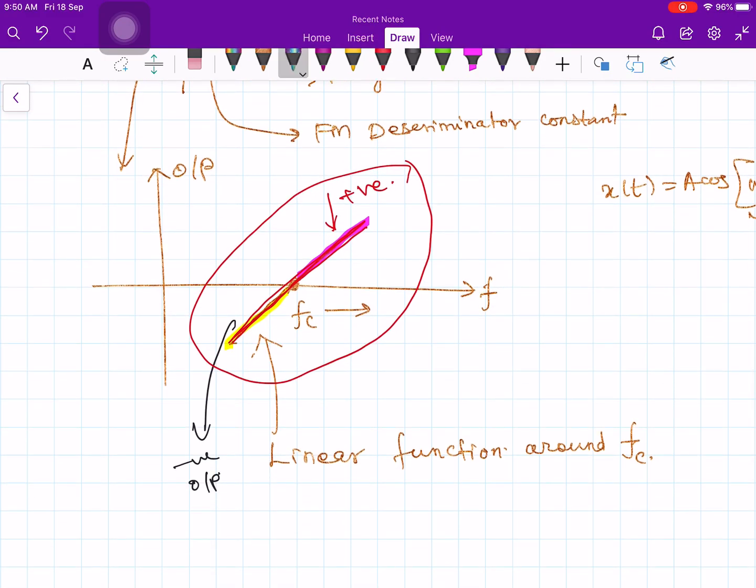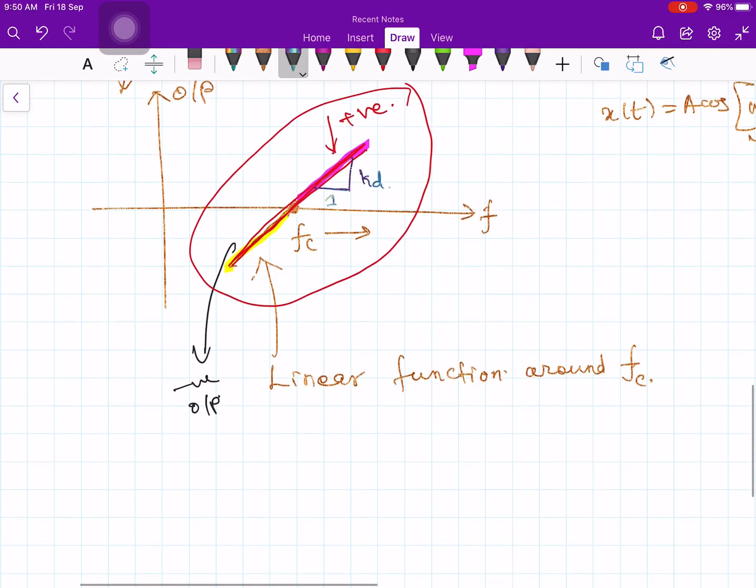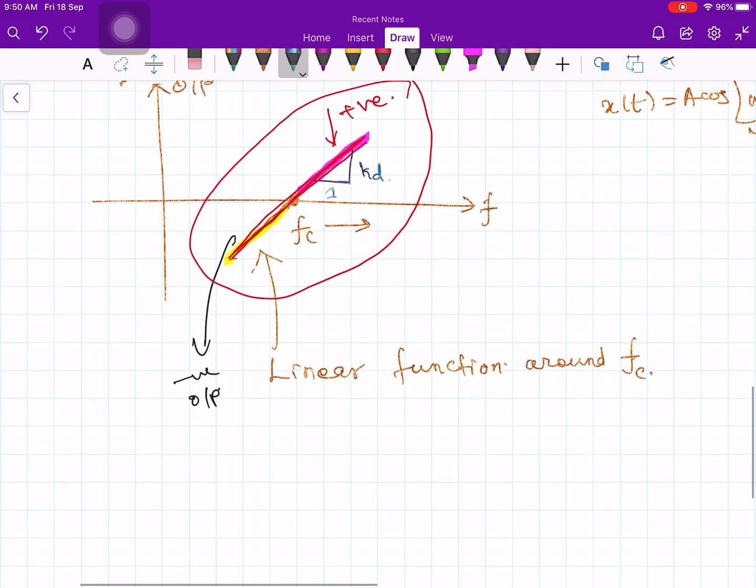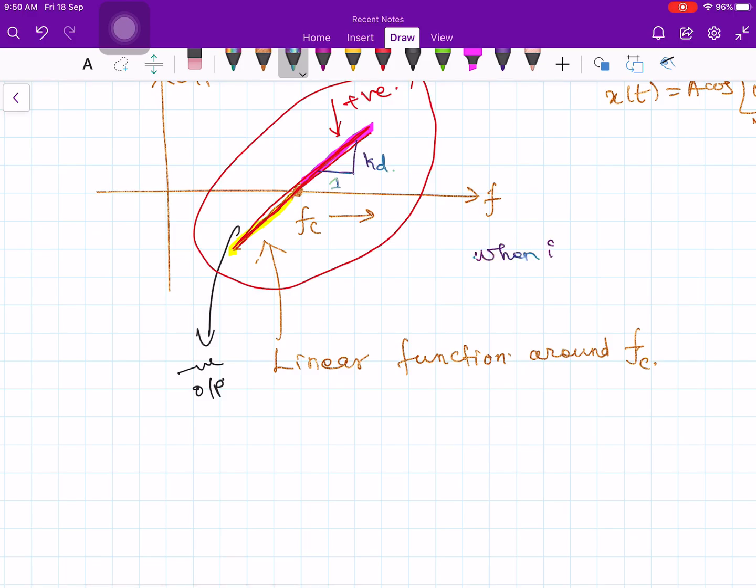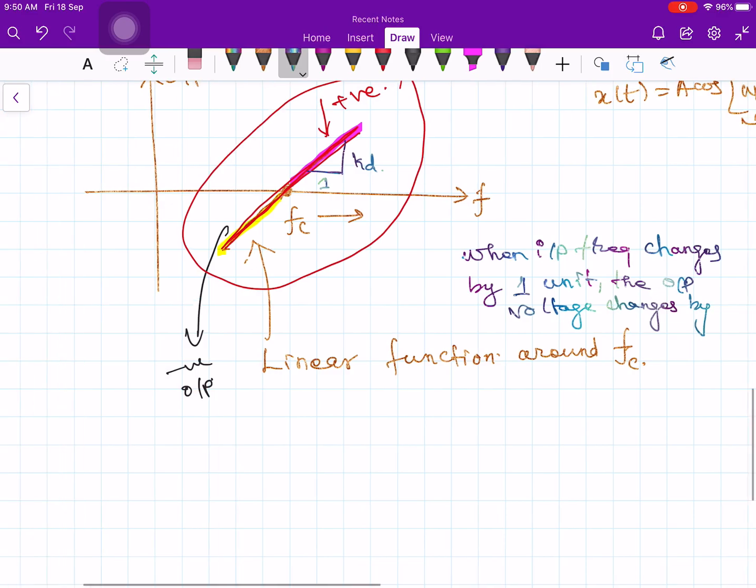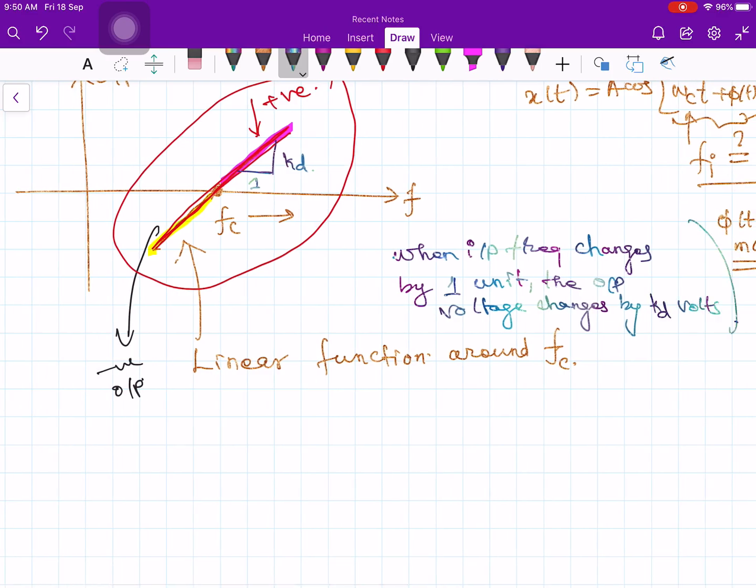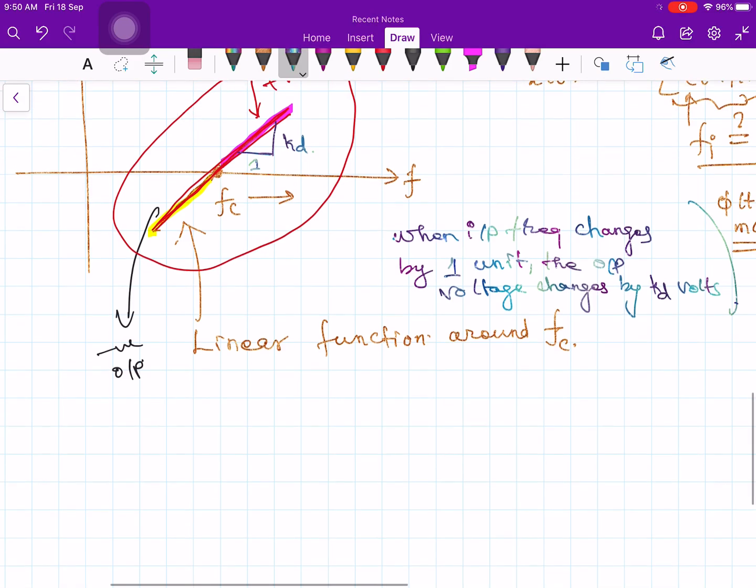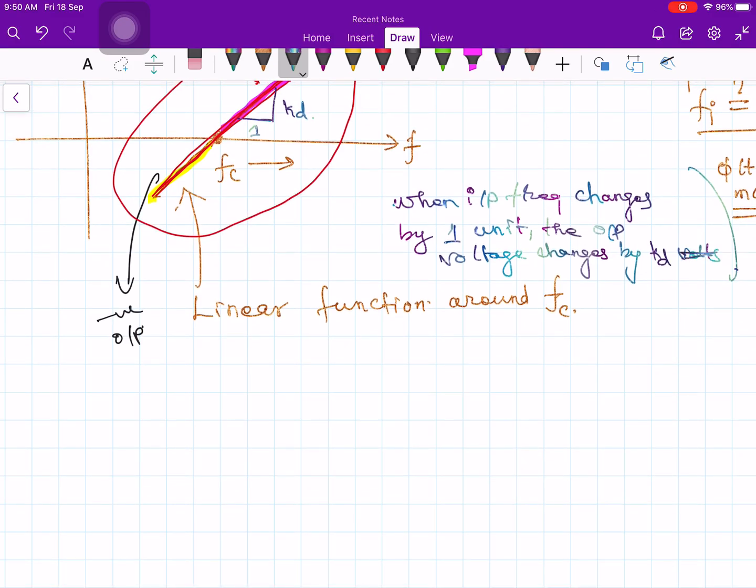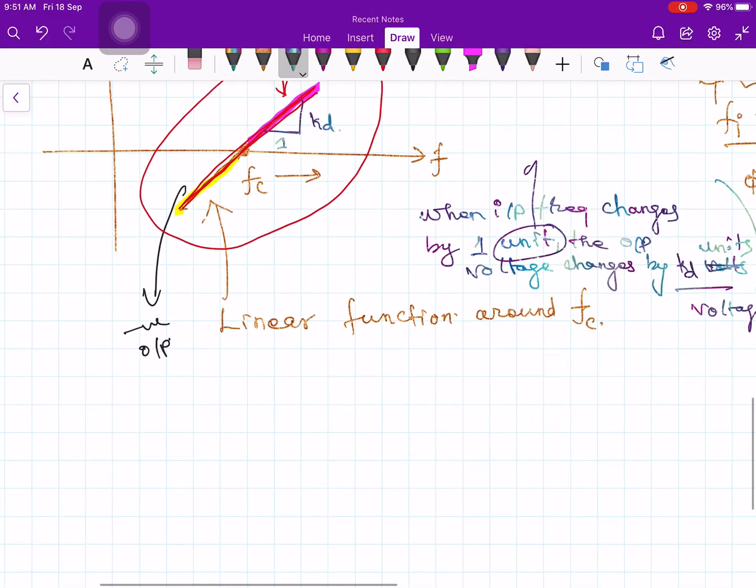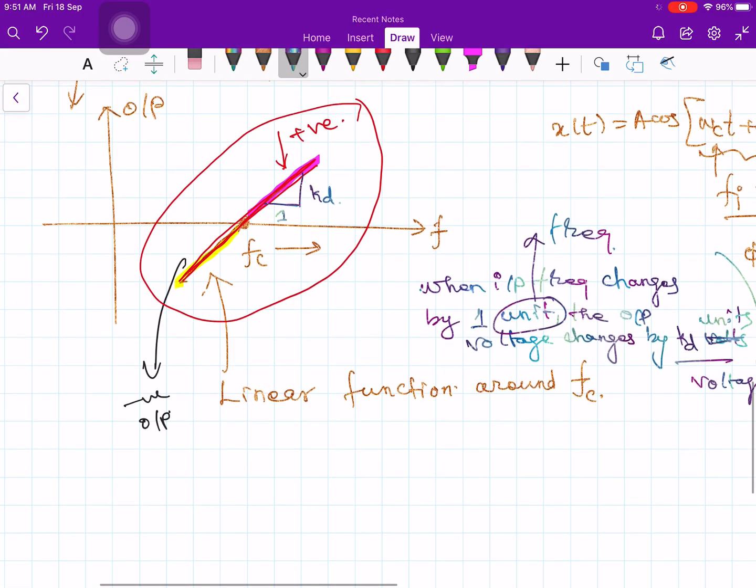and the constant kd, k suffix d, is nothing but the slope of the straight line. Let's say this is 1 and this one is kd. When the input frequency changes by 1 unit, the output voltage changes by k suffix d units, in volts, because the output is in voltage. Or we are generalizing the statement: k suffix d units. Here the unit is voltage and here the unit is frequency. So this is the ideal characteristic of an FM discriminator.